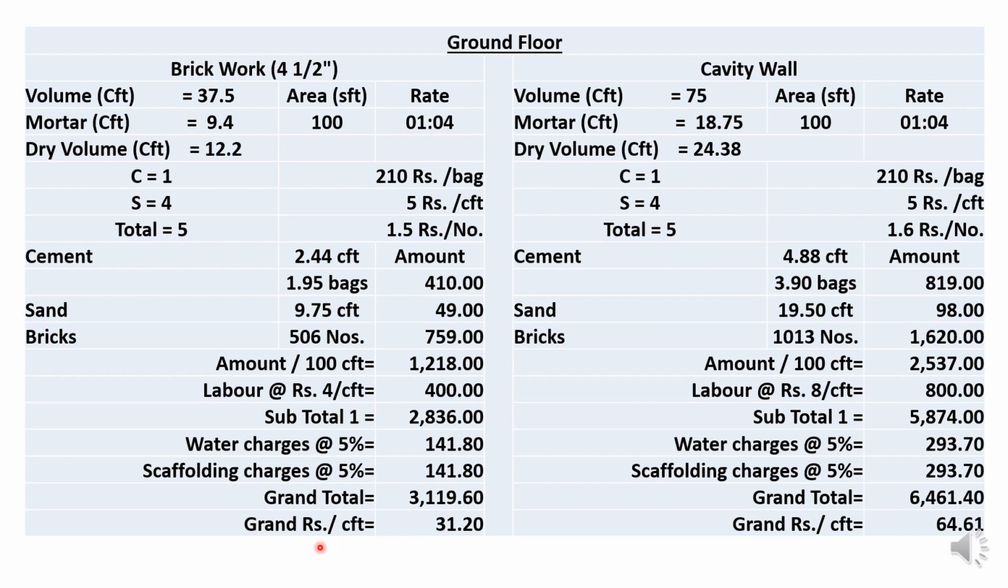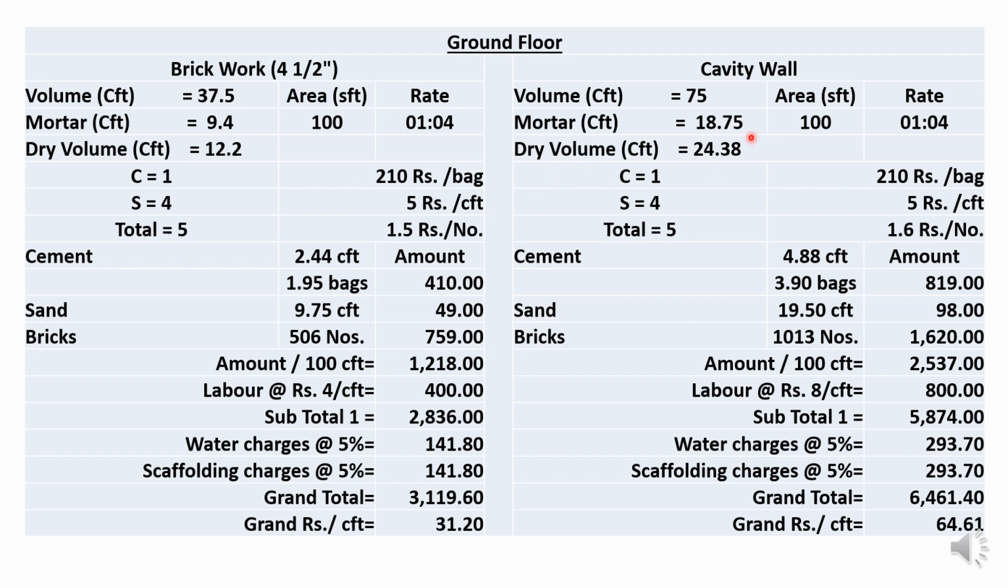Grand total is 3119.6. So the cost is 31.20. In this analysis, there is no profit margin added. So you have to calculate your profit margin and your overhead margin. This is the bare cost based on the assumed cost. The cost you have to correct according to your site location.